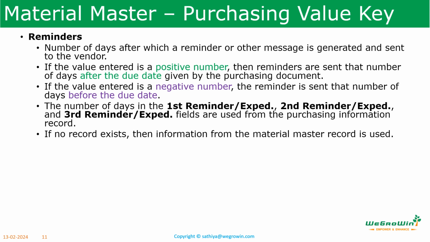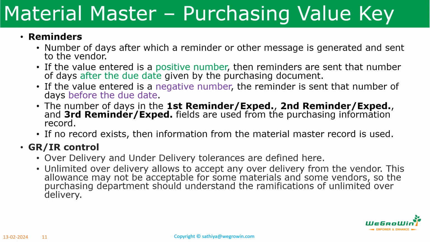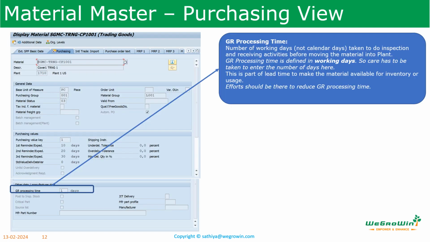So you see, with respect to purchasing, like delivery time or GR processing time or these kinds of reminder things, the system will always give preference to the data available in the purchasing info record. If it is not available there only, it will come to the material master. Then GR/IR control is where the over delivery and under delivery tolerance is defined. Unlimited over delivery allows acceptance of anything, but again, it is not suggested to have unlimited delivery. So it has to be defined very carefully, and people should take care when they are defining the material master accordingly.